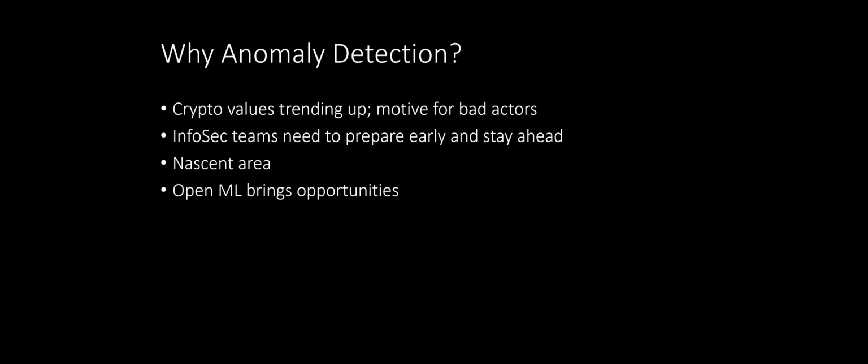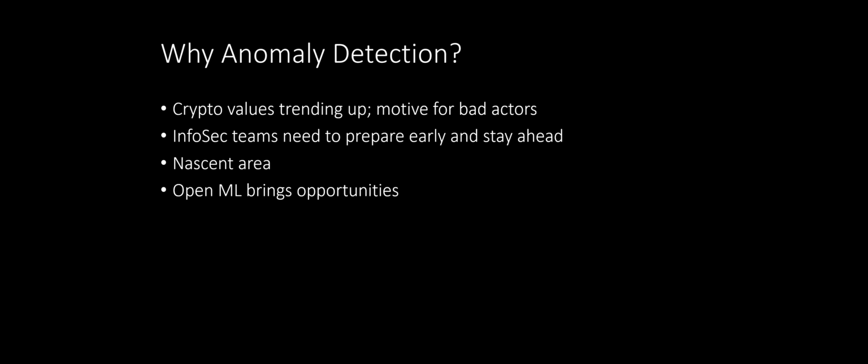So why anomaly detection? One of the major reasons is that crypto values are trending up, and there's a lot of buzz in the industry about crypto, and there's more people jumping on various platforms and getting involved. And so obviously that's a motive for bad actors when there's a lot of transactions and there's any sort of value moving around. You can expect bad actors and their interventions within the system. So because of that, InfoSec teams around the globe need to get ready for this essentially nascent framework across the different blockchain platforms.